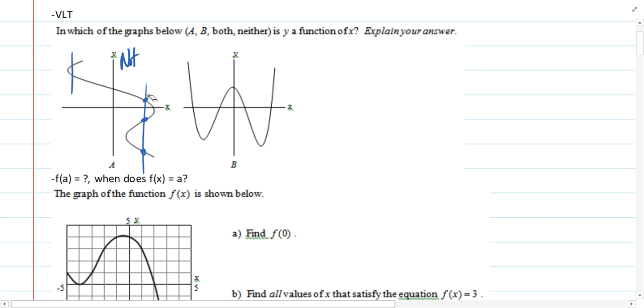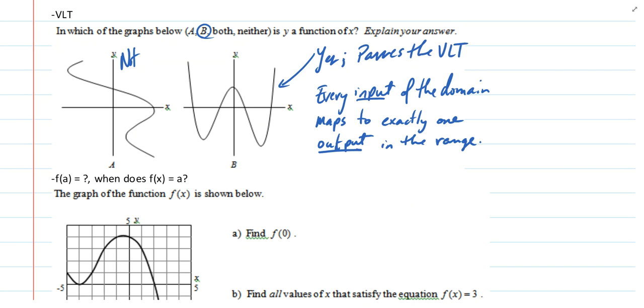For part B, and this is the answer to the particular question, which graph is a function? Well, part B represents the graph of a function. And we would say so because it passes the vertical line test. And more precisely, the vertical line test is the tool that we use to verify the definition of a function. And we loosely define a function as the following. Every input of the domain maps to exactly one output in the range.